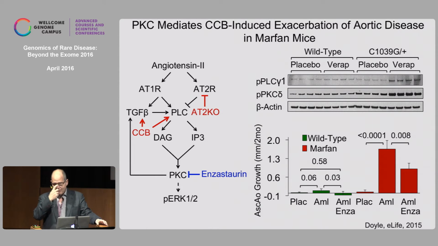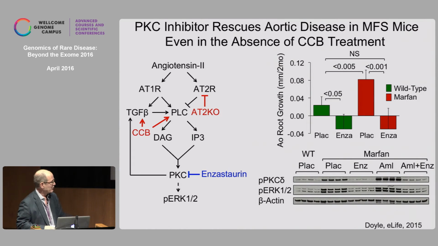So at this point, we wondered, have we only learned something about this very artificial context, Marfan mice given high doses of calcium channel blockers? Or perhaps have we learned something fundamental about the disease process itself? So to address this, we asked whether enzastaurin has the ability to attenuate aortic growth in Marfan mice that had not received calcium channel blockers. And we found that this effect was quite substantial. In fact, the greatest therapeutic effect of any intervention that we had seen thus far in Marfan mice, with regression in aortic root growth over time in association with clear attenuation of both PKC and ERK activation.